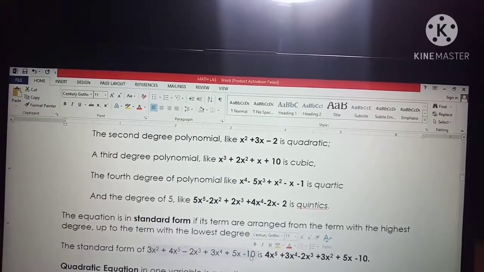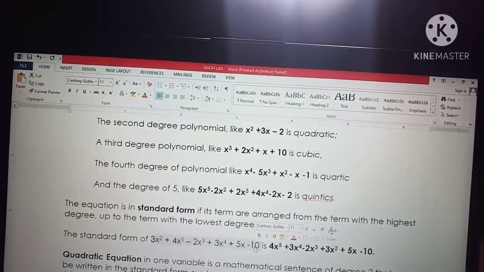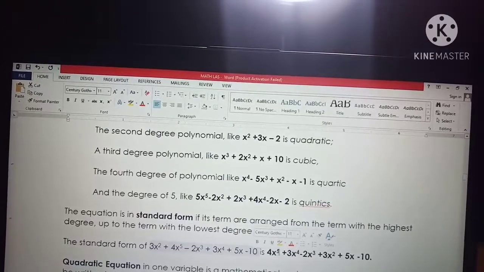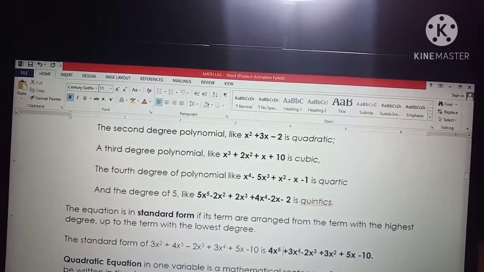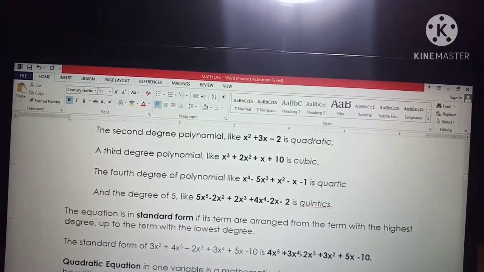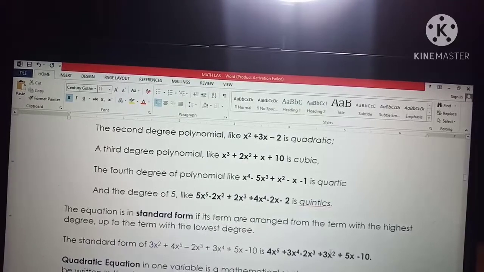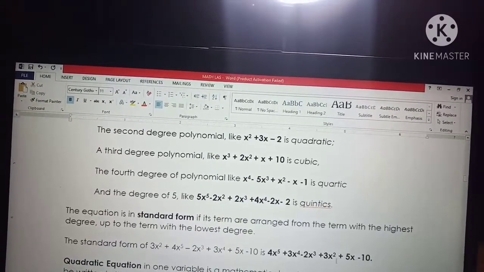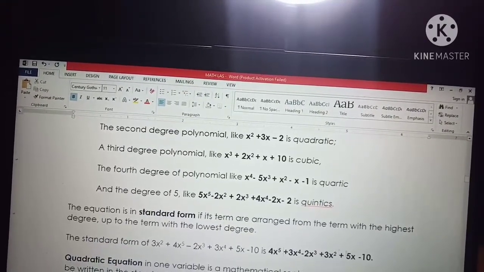So, paano natin ito masusulat sa standard form? So, gagawin natin is i-arrange lang natin. Magiging 4x raised to the power of 5 plus 3x raised to the power of 4 minus 2x cubed plus 3x squared plus 5x minus 10. Diba? Naka-arrange na siya from 5, 4, 3, 2, 1.